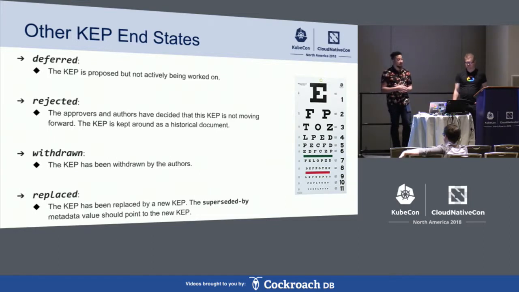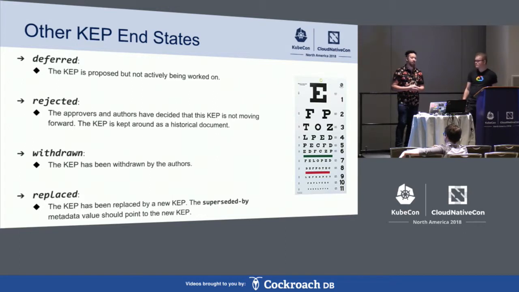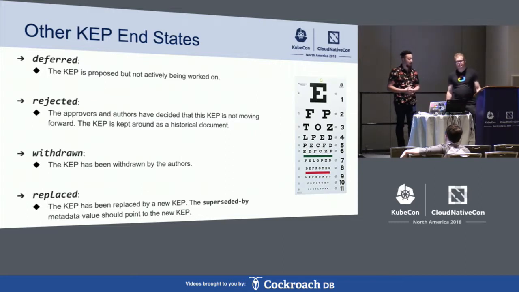Right. There's rejected. This is a bad idea, but maybe the implementation isn't what it could be, or maybe it's something that goes contrary to something that another SIG is working on. Withdrawn. That's the author decides, hey, I'm really not that interested in this anymore. And then finally, replaced. So often we'll see advancements in objects, in different resources and different data structures in Kubernetes. An example would be TPRs to CRDs, right? If someone wrote a CRD KEP, that CRD KEP would potentially supersede the TPR KEP, right?